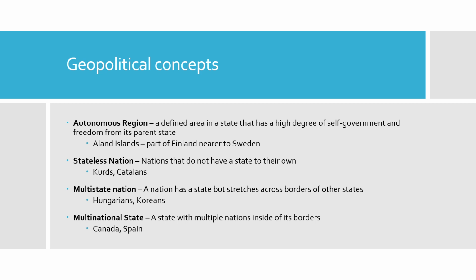You also have countries, or states, divvied up in certain ways with nations. You have what we call a multi-state nation. In this case, you have a nation of people that are split into at least 2 states or 2 countries.